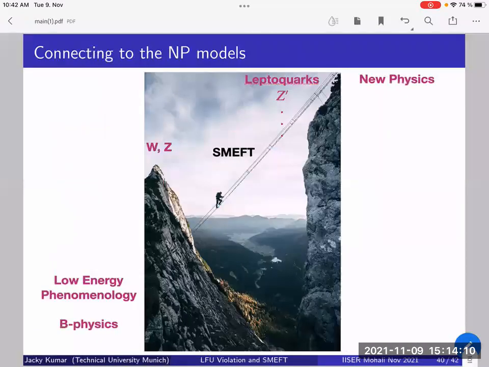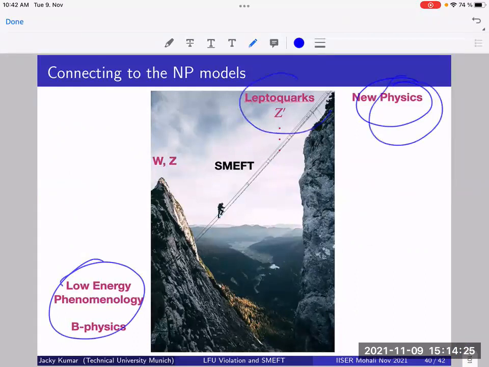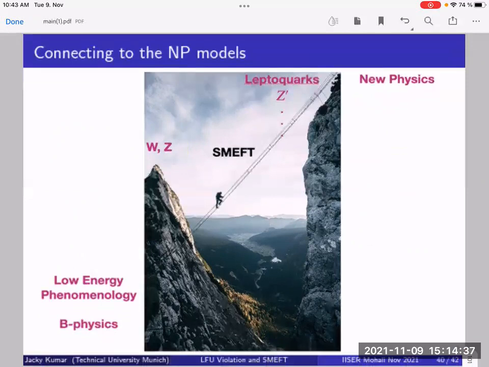Okay, so my final point is that, since we are running out of time, SMEFT can also act as a sort of bridge between new physics and the low energy phenomenology. So you introduce any kind of new physics at the high scale, like leptoquarks, Z primes, and match it to SMEFT, and then run them down. Here you see W, Z resonances. So this acts as a bridge between new physics and the low energy phenomenology.